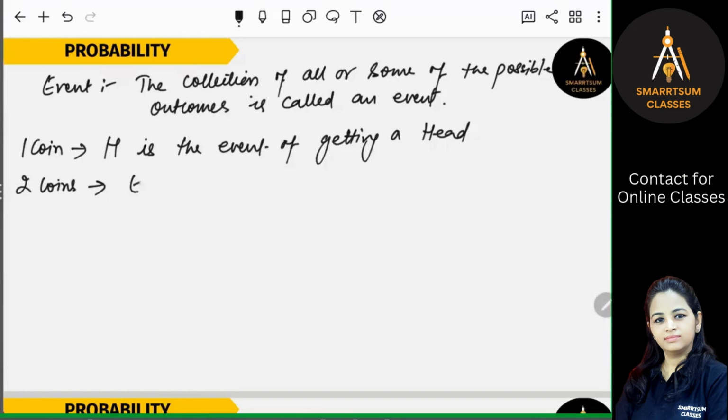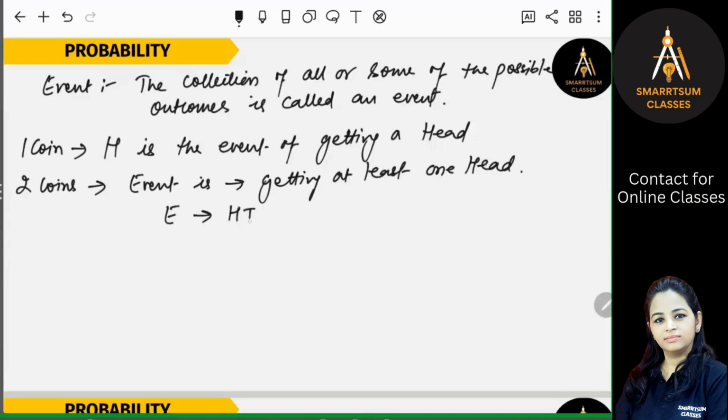So what is an event? Getting at least one head is an event, right? Then what will this event contain? This event contains HT, HH, and TH. In all these three outcomes, you have at least one head. It can be more than one head, but at least one head. So getting at least one head is an event, and in this event we have these three possible outcomes. So what is an event? It is the collection of all or some of the possible outcomes in a random experiment.